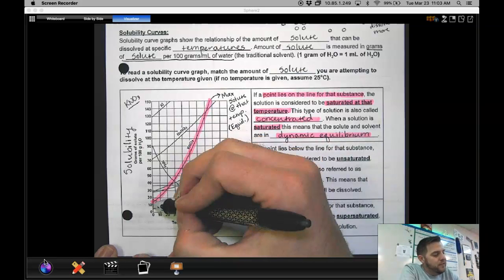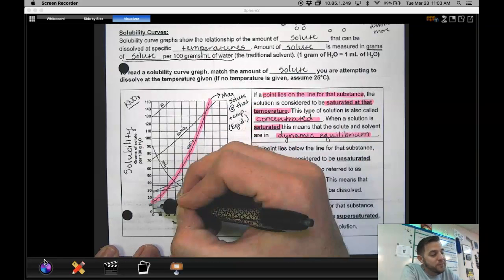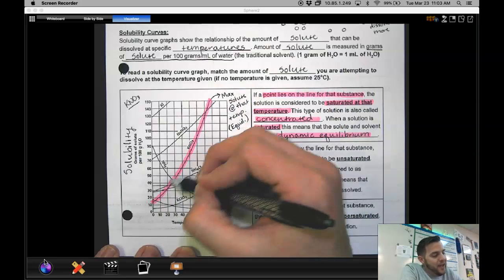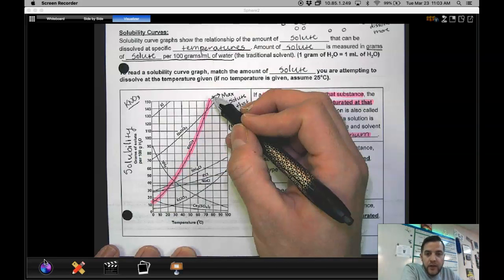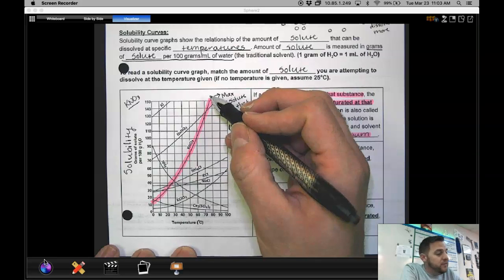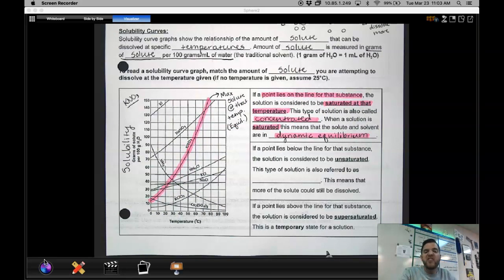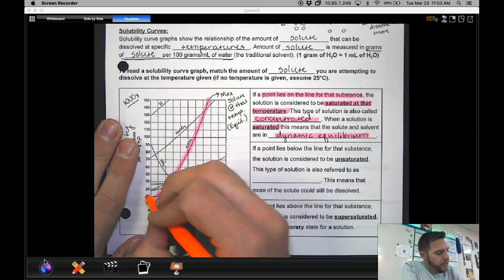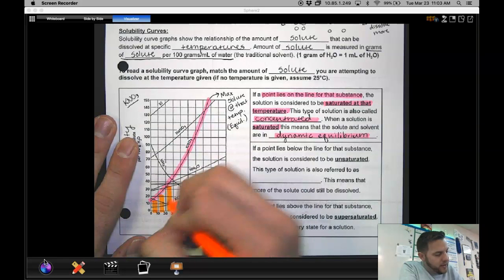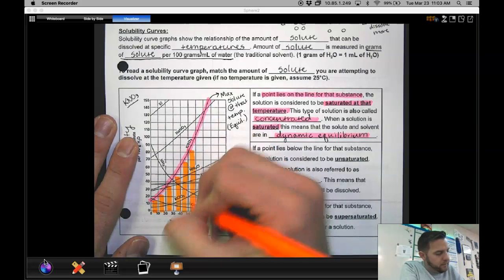So we're saying that this is really the maximum amount of space that I have to put that in. Or this is saying if I'm using the maximum amount of space in 100 grams of water, this is how much of that substance I can fit. So the next one is a point lying below the line for that substance. So for KNO3, that's going to be anywhere in here.